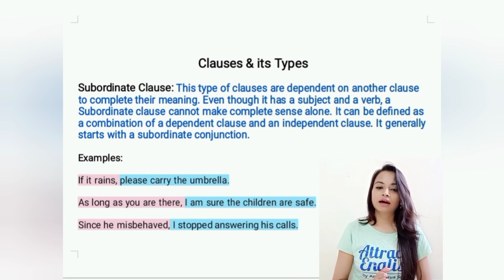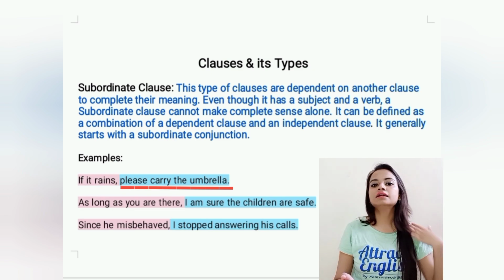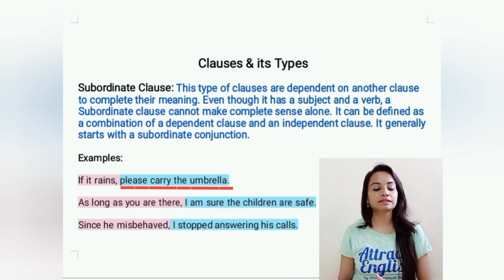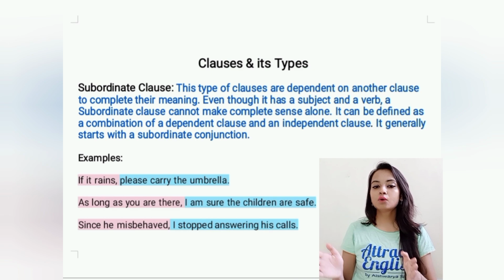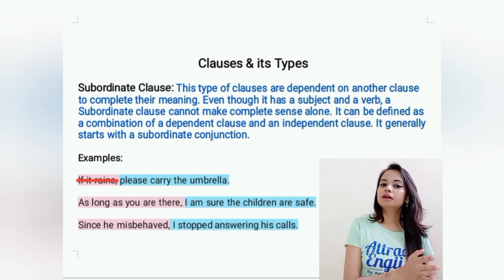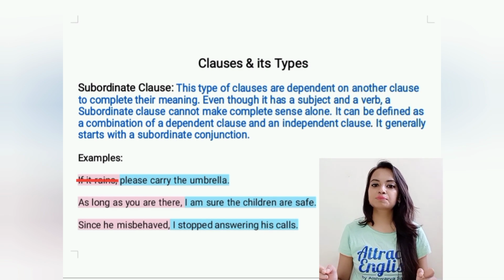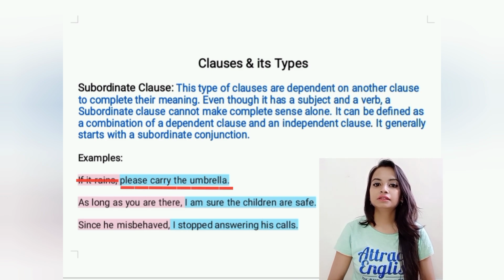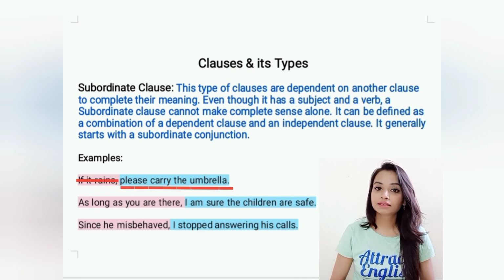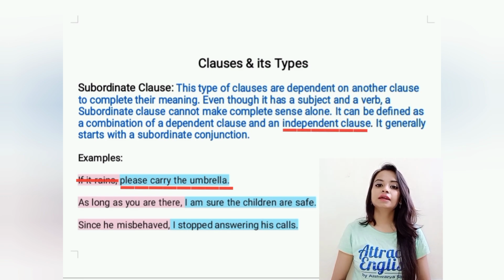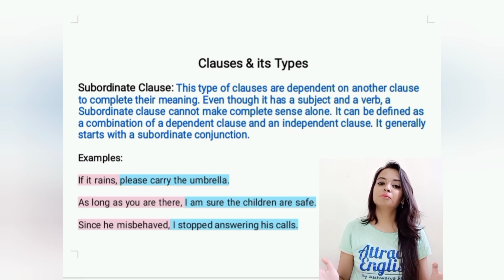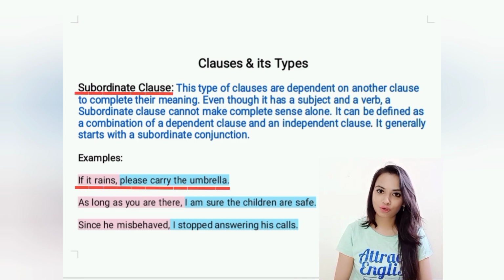Then, comma, please carry the umbrella. Here, this part alone is making sense. Now if I say only this much, I remove "if it rains" and I read only this part, "please carry the umbrella." Still it's making sense, and therefore this is an independent clause. And combining this set of words, we get a subordinate clause.